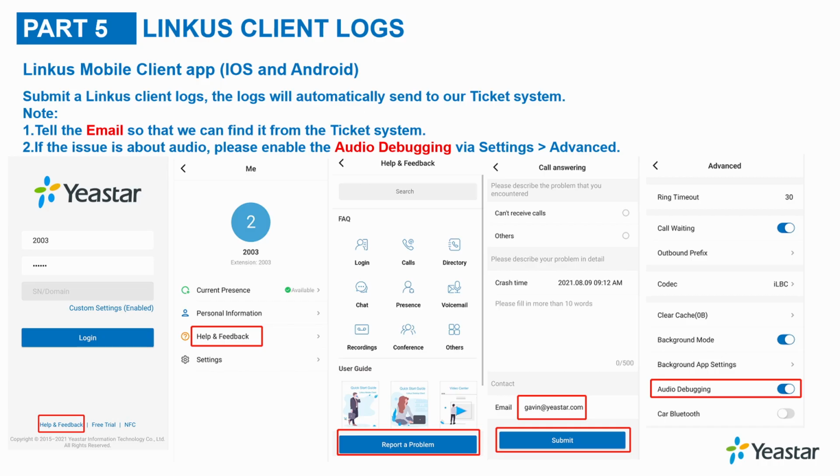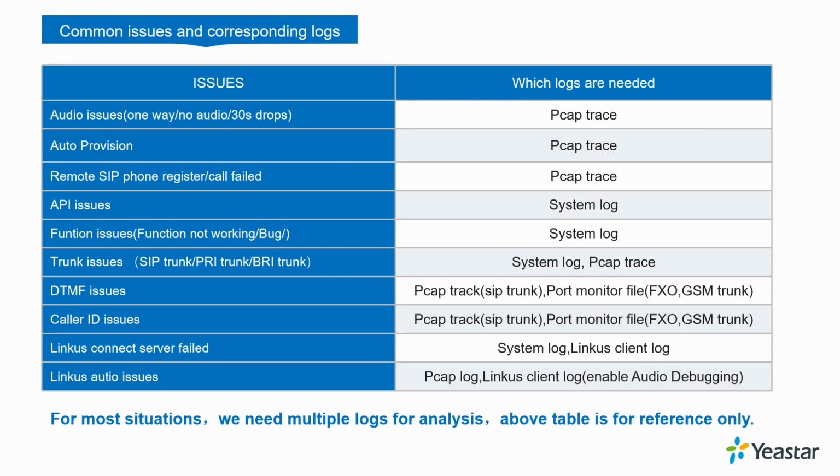For Linkus mobile client applications, both for iOS and Android, if you meet some problems, you can find the help and feedback button in the login page, click it and report the problem to us. And if your problem is about voice quality or echoes, please remember to check the audio debugging option in the advanced settings.